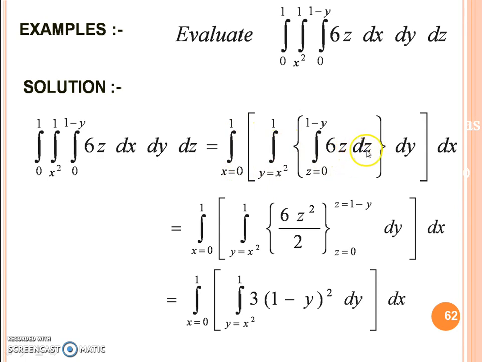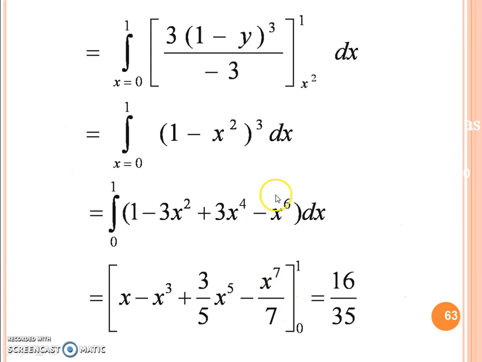We integrate one by one. First we integrate with respect to z. We get 6z square by 2, and put the upper limit minus the lower limit, that is 3 times (1 minus y) squared. Then we integrate with respect to y, again put upper limit minus lower limit, and lastly we integrate with respect to x and put the limits for x, that is 0 to 1, upper limit 1, lower limit 0. We get the final answer, that is 16 by 25.